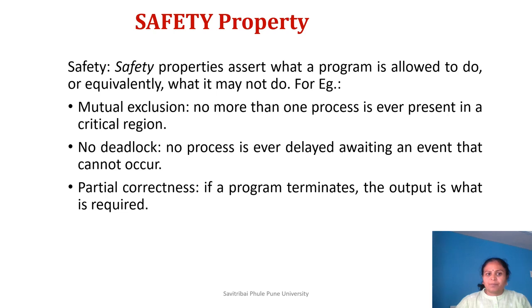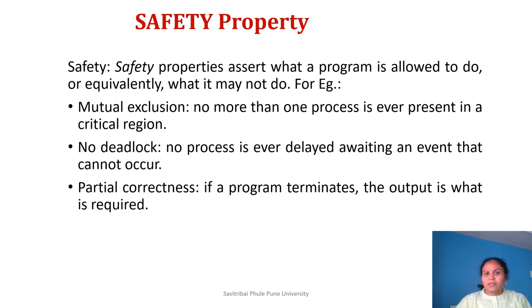Safety property. Safety properties assert what a program is allowed to do, or equivalently, what it may not do. For example, mutual exclusion: no more than one process is ever present in a critical region. No deadlock: no process is ever delayed awaiting an event that cannot occur. Partial correctness: if a program terminates, the output is what is required.